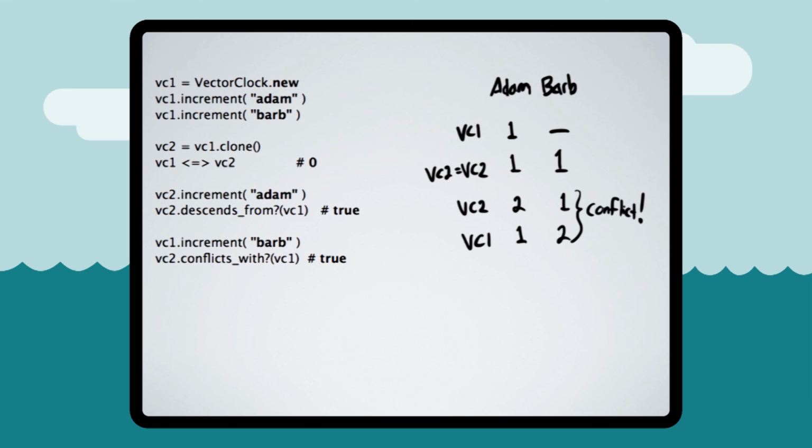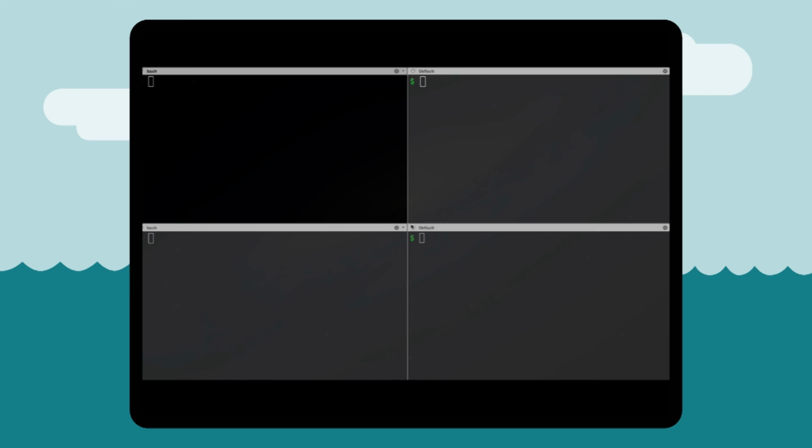Because what I did here was I had Adam incremented, I cloned it, so that I added Barb, and then I cloned it so they're the same, and then I incremented them both independently of each other. And then if you compare them, it'll tell you these are a conflict. The values that you attempted to give me are in conflict.